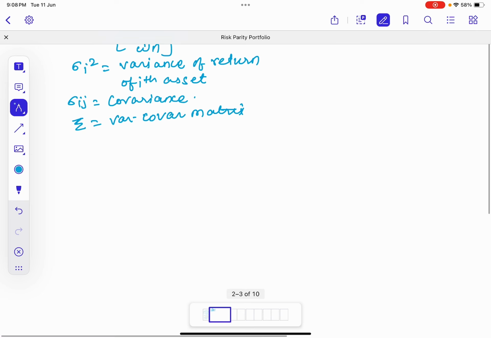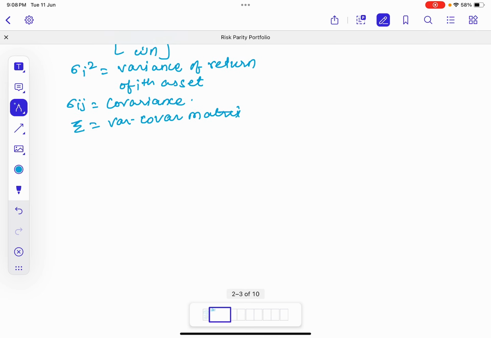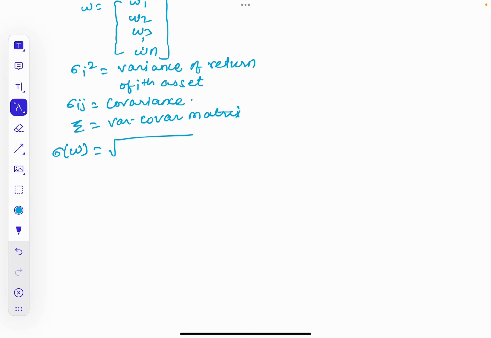Now the risk of the portfolio would be nothing but the square root of variance, right? And what is the square root of variance? This is nothing but omega transpose into variance covariance matrix into weight. So this omega is the weight matrix, okay.